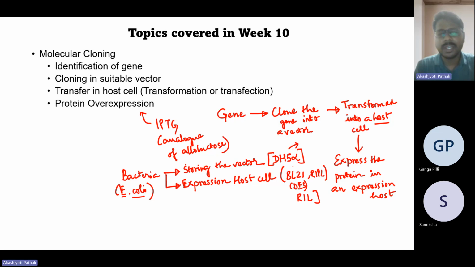These host cells are commercially available actually, BL21, RIPL, then RIL. The details, I think, will be covered in later lectures.